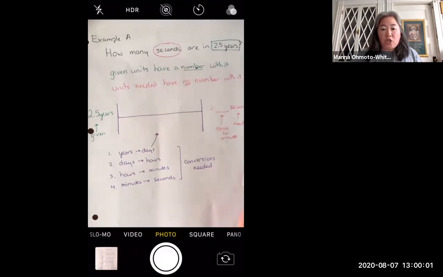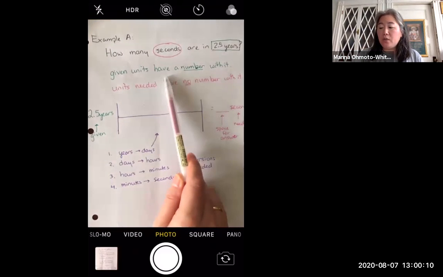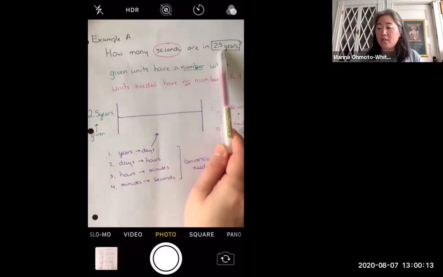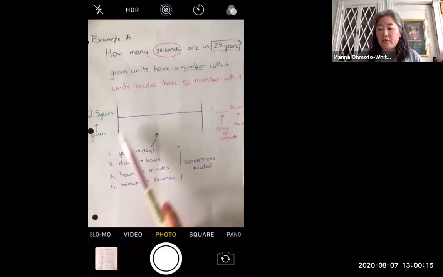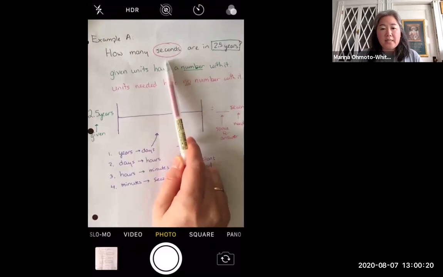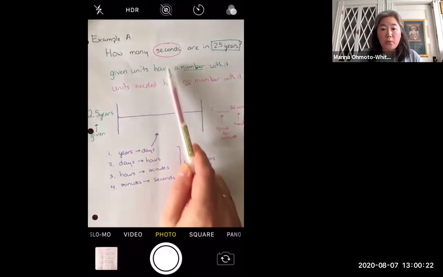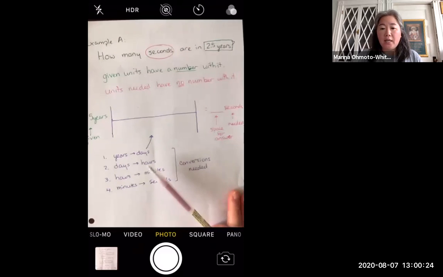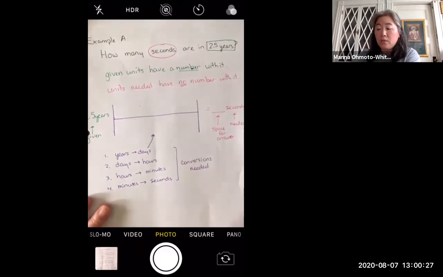So it's easiest if you just think about example problems. For example, if I want to know how many seconds are in 2.5 years, the given unit usually has the number with it. So 2.5 years is our given number, and I would place this over here. Seconds are the units that have no number with it. So I don't know how many seconds, that's what I'm trying to look for. And go ahead and write the units that you need and leave a space for the answer. Then this large space in between is where you're going to have your conversions.